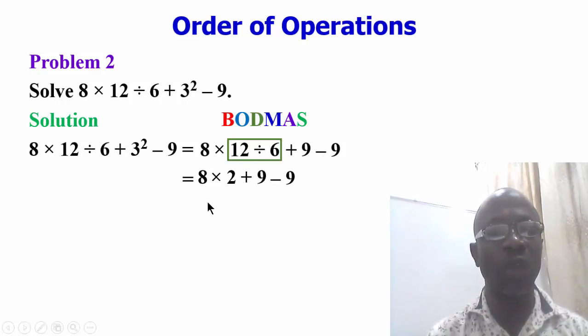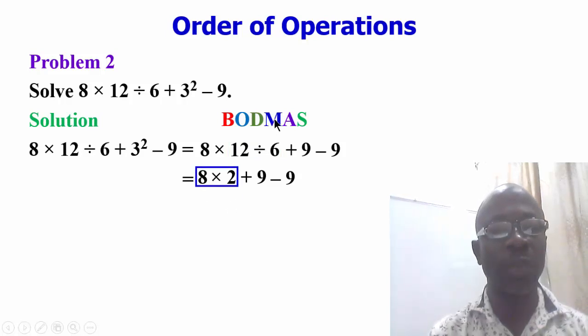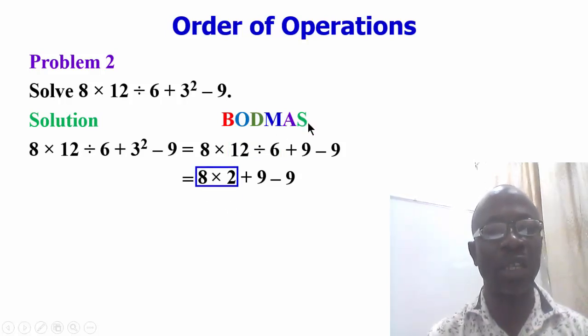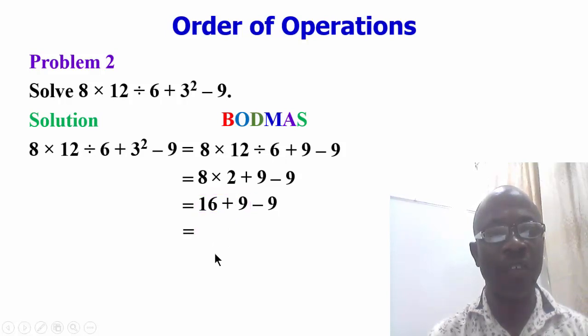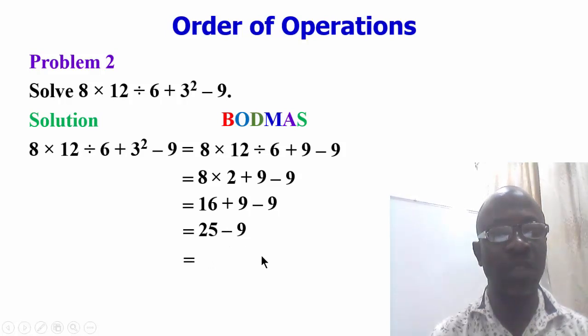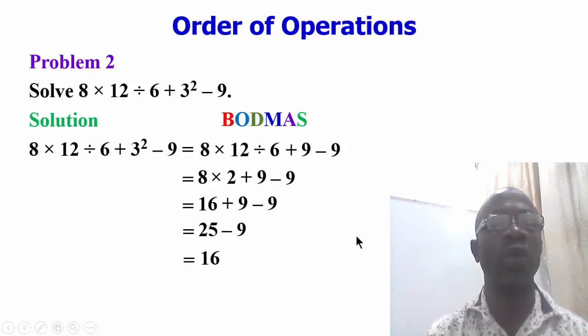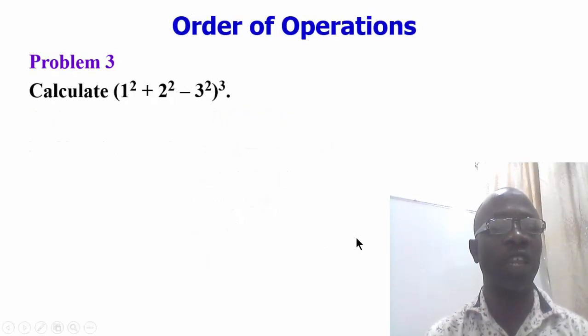The next operation we are going to be dealing with there is multiplication. Since multiplication comes before addition and subtraction, that will give us 16 plus 9 minus 9. And the next thing is addition, which is 25 minus 9. 25 minus 9 gives 16. And that's the end of solution to problem 2. We go to problem 3.